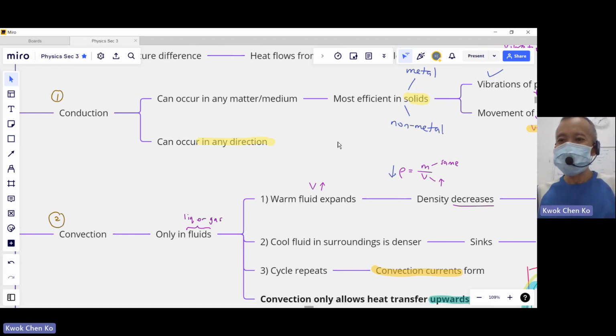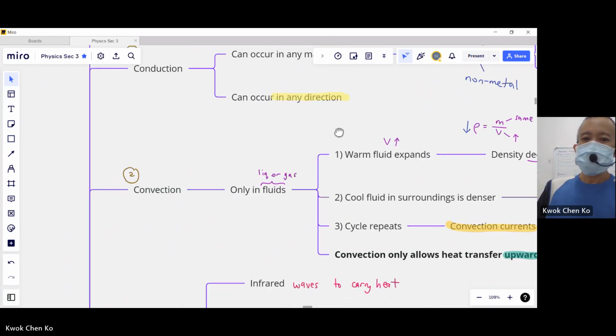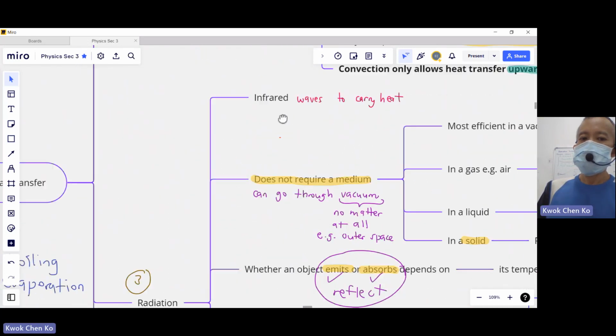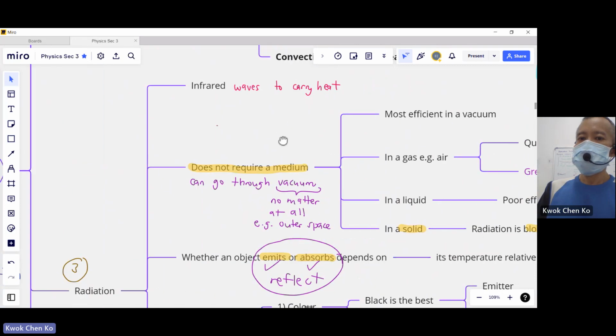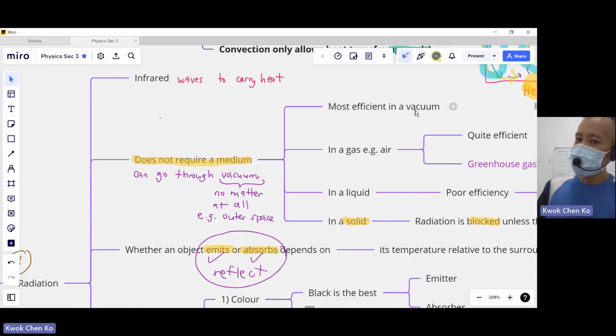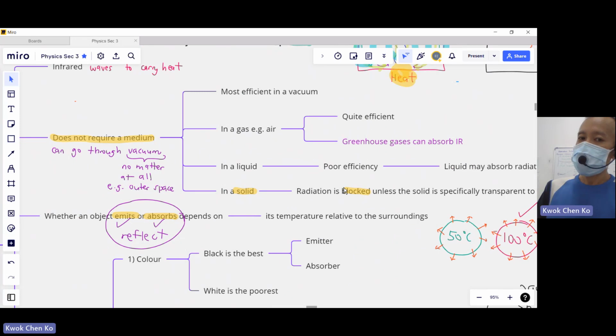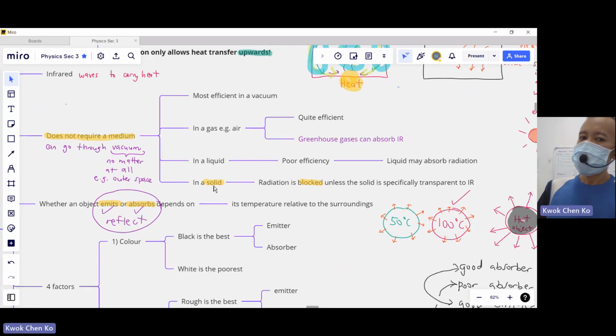You're going to see that word again later on in another chapter. But convection only in fluids, just remember that. Radiation, I won't say only, but in a vacuum, definitely. In a gas, yes. In a liquid, very weak. In a solid, almost none. I think for O levels, you just put in a gas and a vacuum. For solid, there are only certain solids that can allow radiation to pass through, but you don't have to know them.